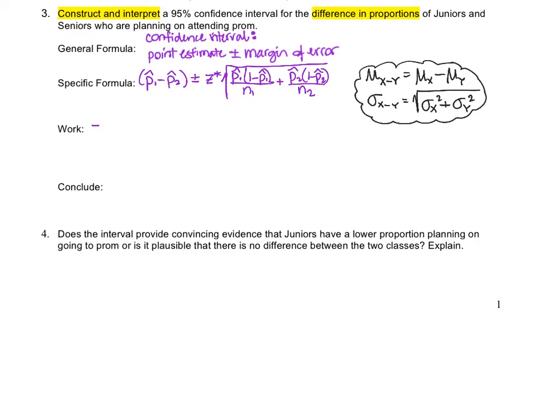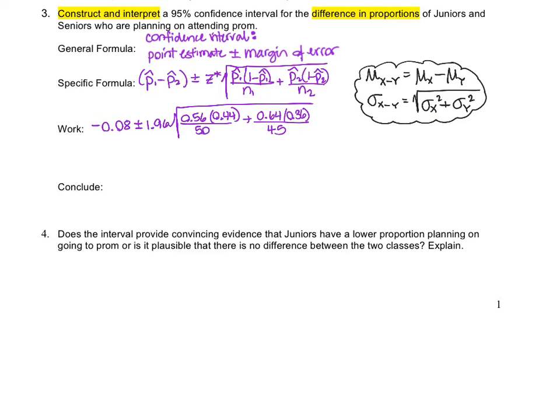So the difference that we found a little while ago is our p1 hat minus p2 hat, and then we've got our plus or minus. The z star for a 95% confidence interval, you may remember, is 1.96. And now we're going to plug in the numbers that we calculated based on our samples. And then the square root of those.